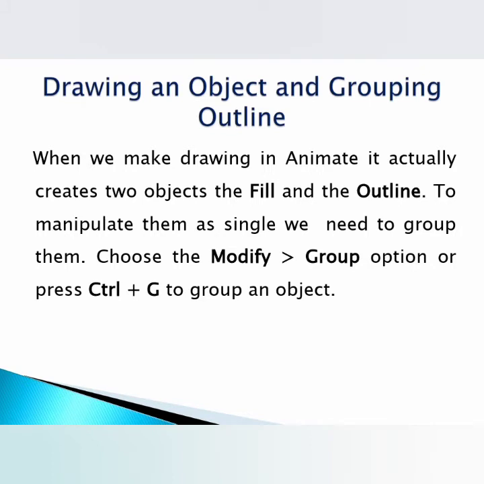Now, drawing an object and grouping the outline with the fill. When we make a drawing in Animate, it actually creates two objects, the fill and the outline. To manipulate them as a single object, we need to group them. Choose Modify and from the Modify drop down list, we have to click on the Group option or press Ctrl plus G to group an object.